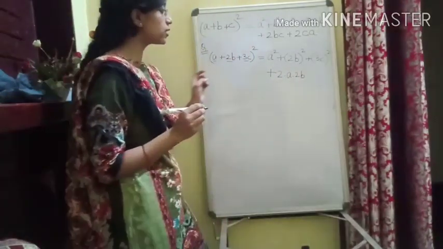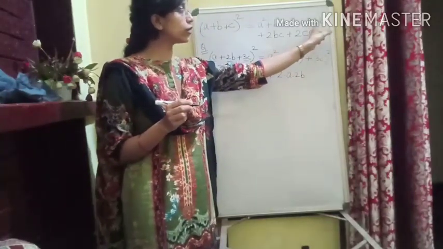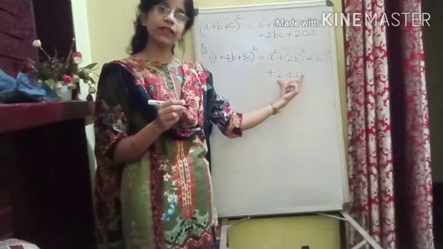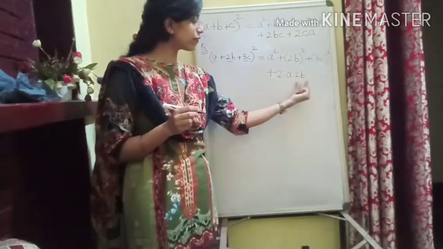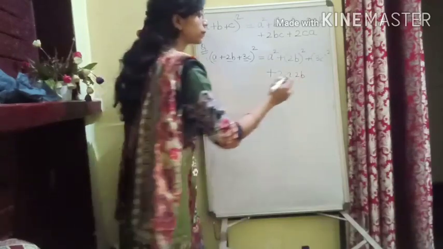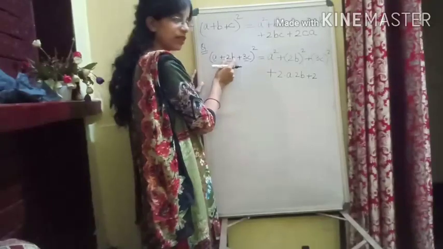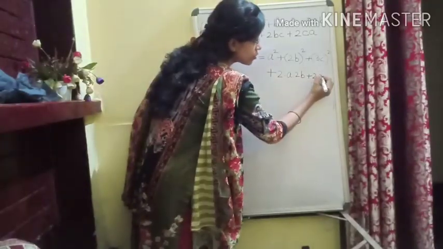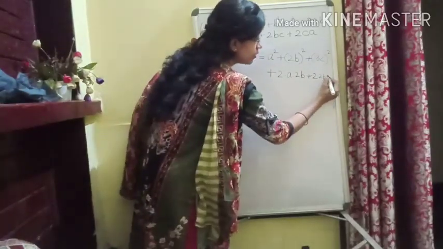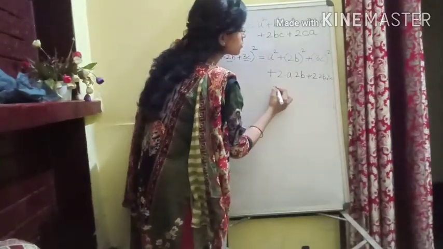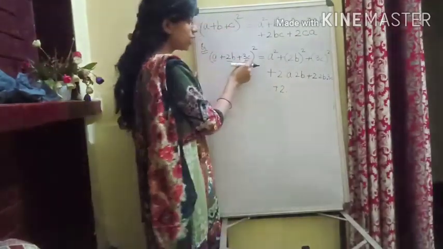Please mind it that here all three terms, 2a into b, are in multiplication. So we have written 2 into a into b, which is 2b. Now plus 2bc. What is b? It is 2b. So 2 into 2b into c. What is c? It is 3c. Next plus 2ca. 2 into what is at the place of c?